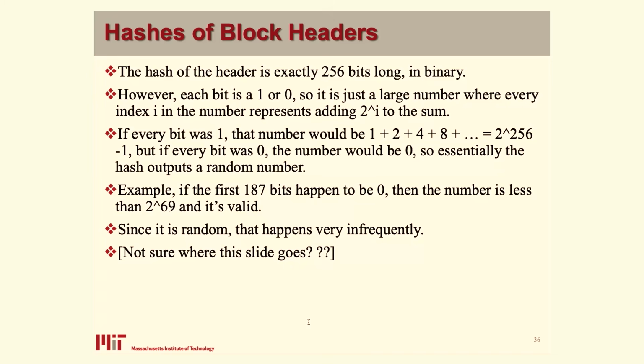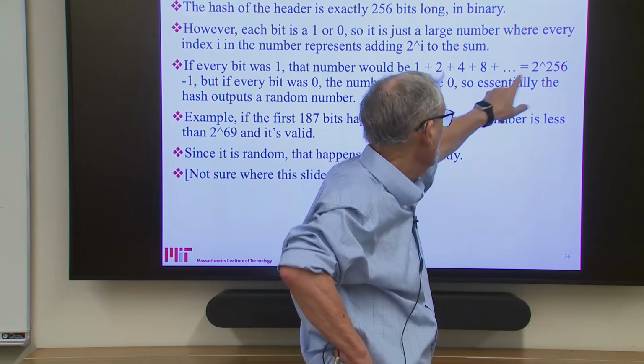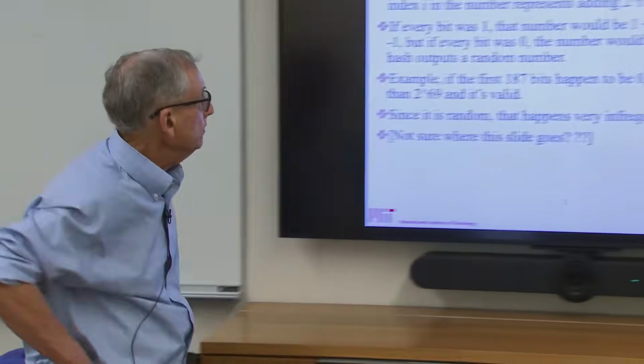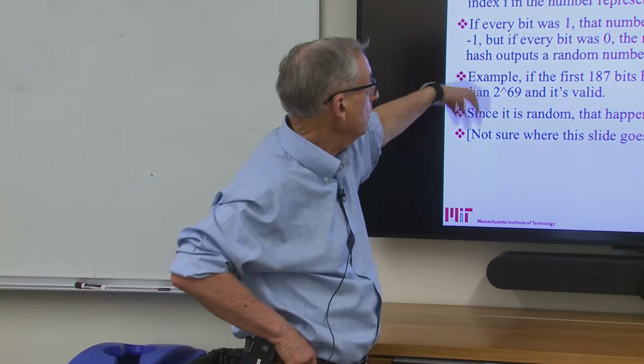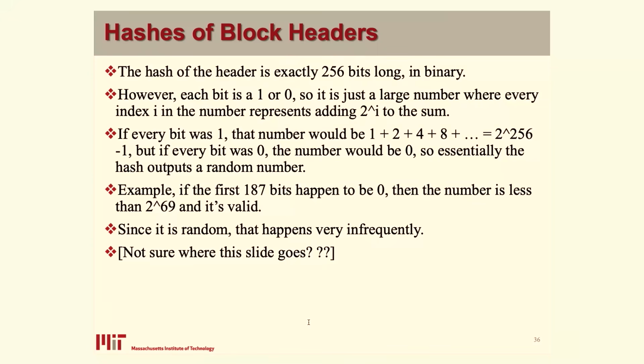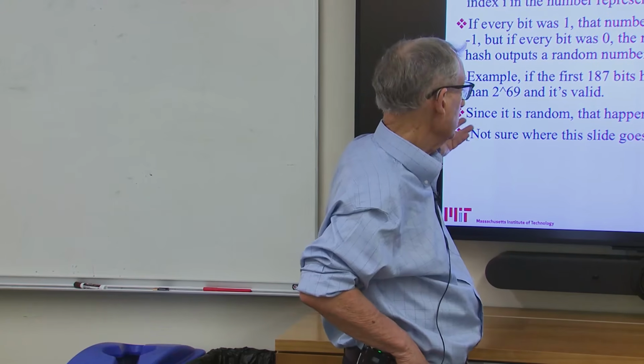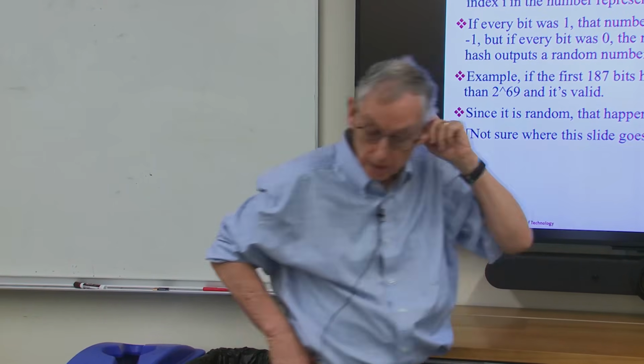What does it mean for something to be a 256-bit length? It just means 2 to the power i for each term i: 2 to the 0, 2 to the 1, 2 to the 2, et cetera, and then add it all up to the end. That is equivalent to 2 to the 256. If every bit was 1, that's the maximum. If every bit turned out to be a 0, then you end up back in 0. So how do we get the first 187 bits to be 0? That's not going to happen very often.